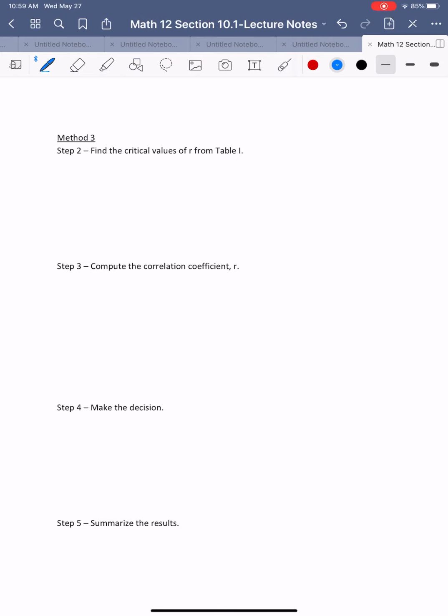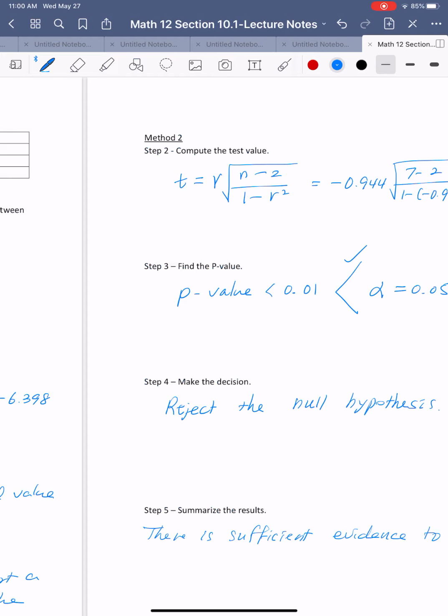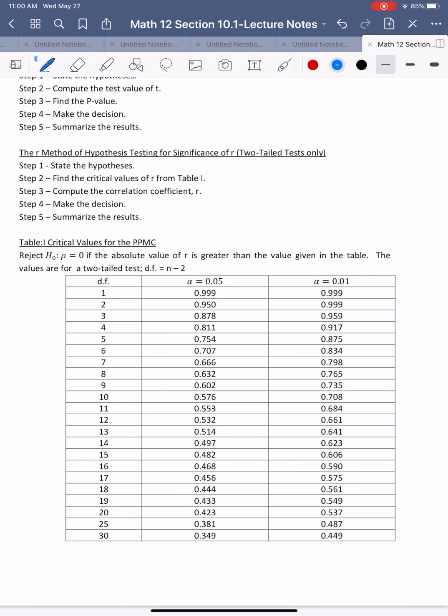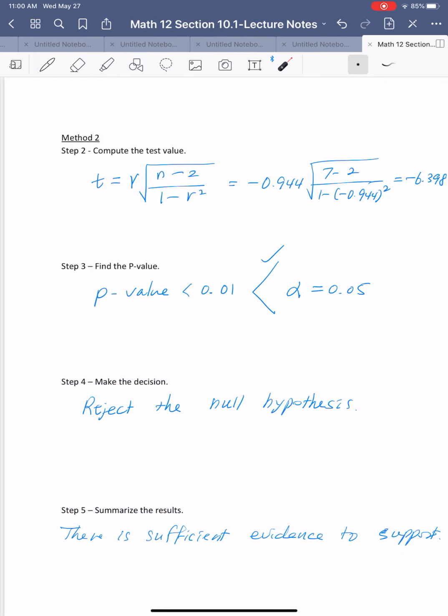Alrighty, and then method 3 is find the critical value of R from table 1. In table 1, locate the row of the degrees of freedom, and the critical value of R is listed for alpha equals 0.05 or 0.01. The degrees of freedom here is 5 with alpha equal to 0.05. So let's take a look at the table. For degrees of freedom 5 and alpha 0.05, we can say 0.754.